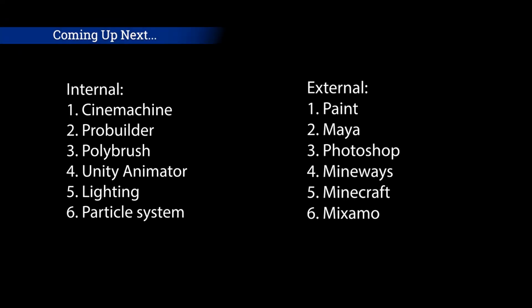Here is a list of both the internal and external tools that have been used during the creation of my world. They are as follows. For internal tools, I have used ProBuilder, Polybrush, Lighting, Particle Systems, Unity Animator, and Cinemachine. As for external tools, Paint, Maya, Photoshop, Mixamo, Minecraft, and MyWays have been used. We will now go through the process of examination on how these tools were used and what they were used for to create this game world, starting with the internal tools, followed by the external tools.